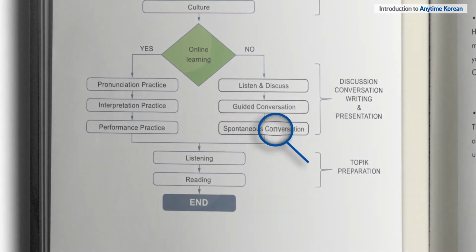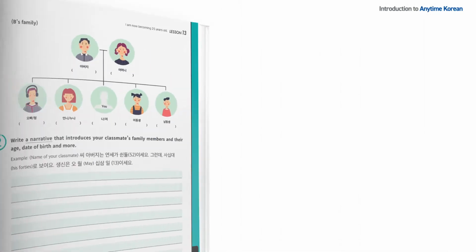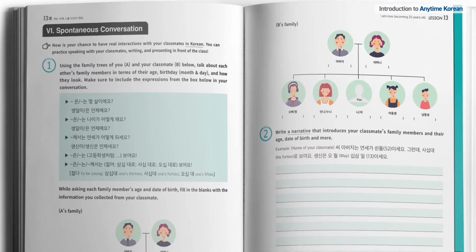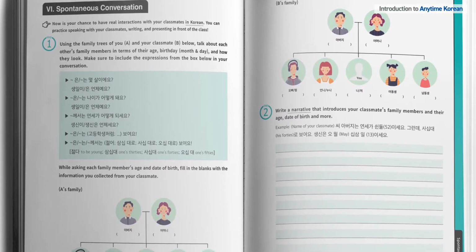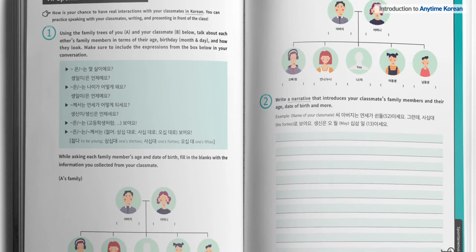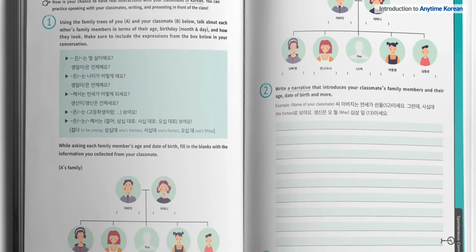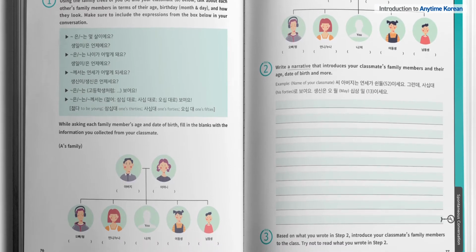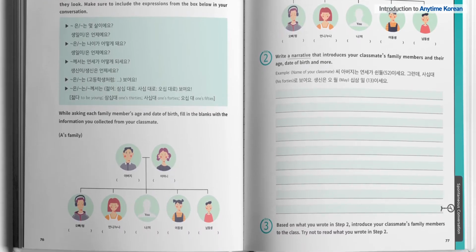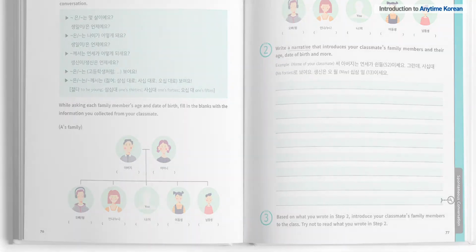Learners arriving at spontaneous conversation are already familiar with the culture, vocabulary, sentence patterns, and expressions, so they can engage in natural conversations with their classmates. This section is designed to allow you to create a script or to present the conversation in a narrative format after a natural conversation with your classmate.